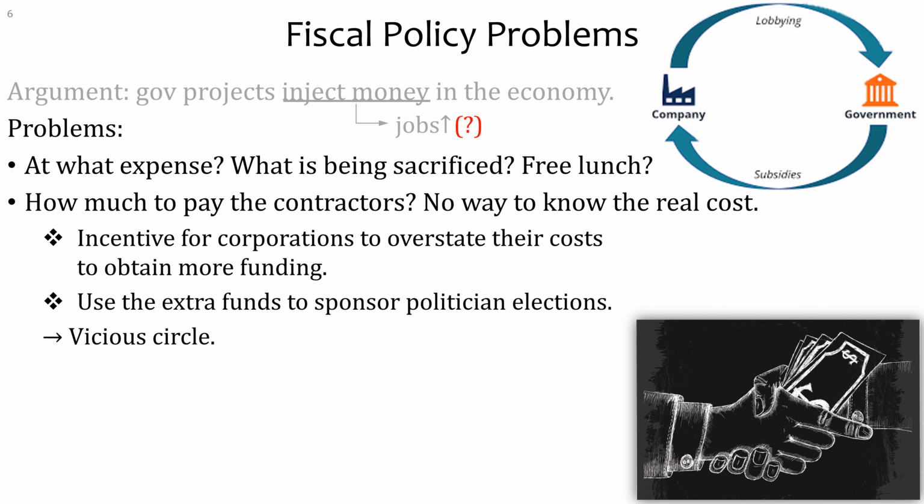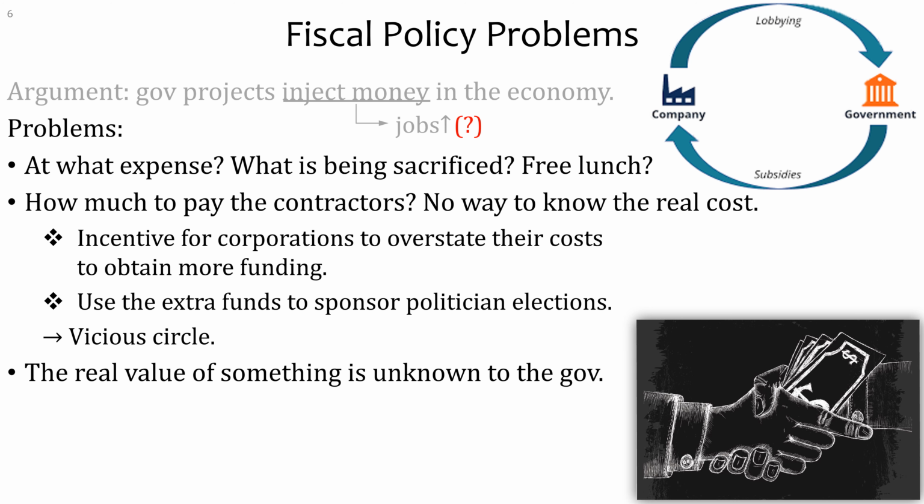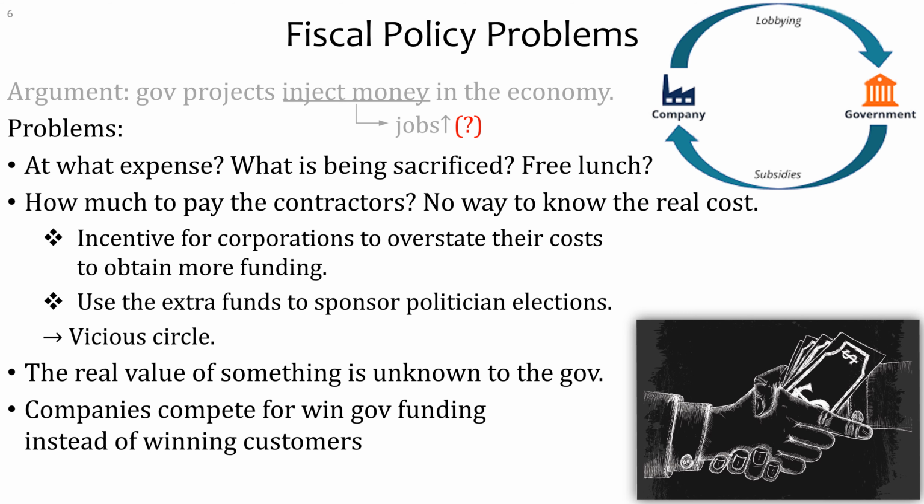So you get a vicious circle where there's this process of lobbying and subsidies between the government and the companies, and you can see why it keeps going, because those companies keep sponsoring the politicians in the elections. So the real value is unknown to the government. We saw that before. The prices, the willingness to pay, and the cost, those are dispersed, diffused information across the society.